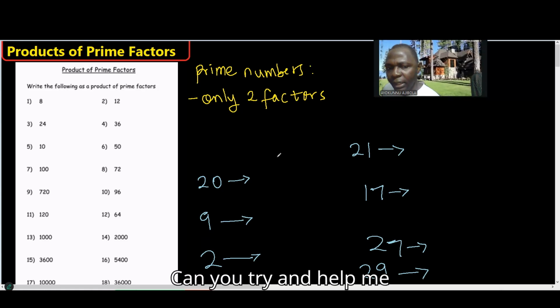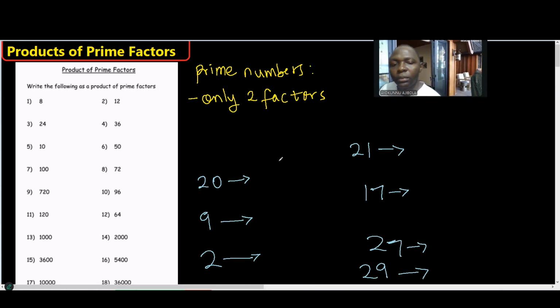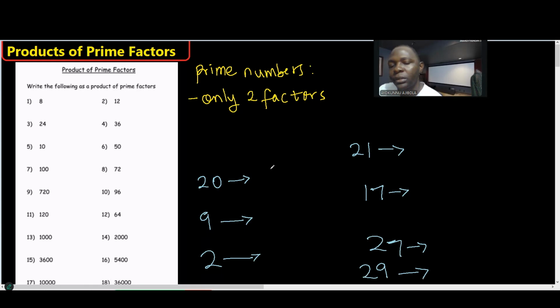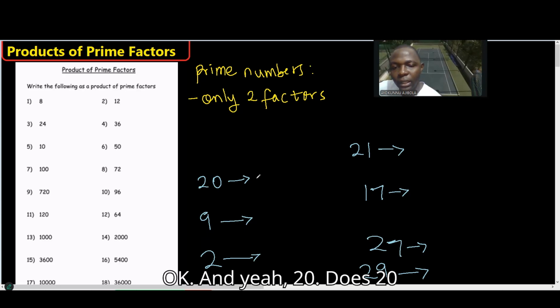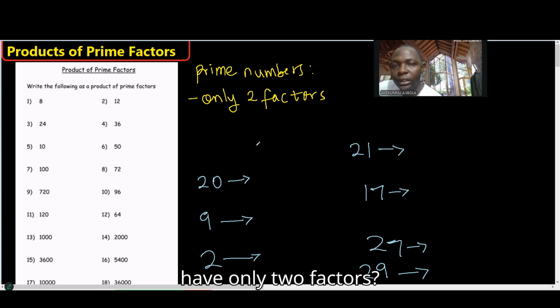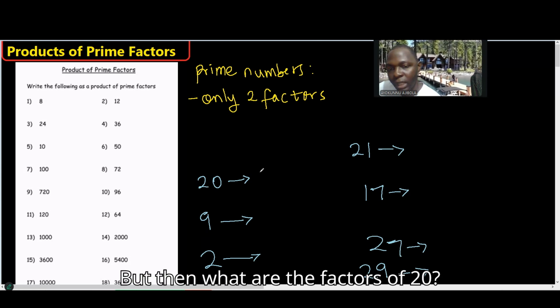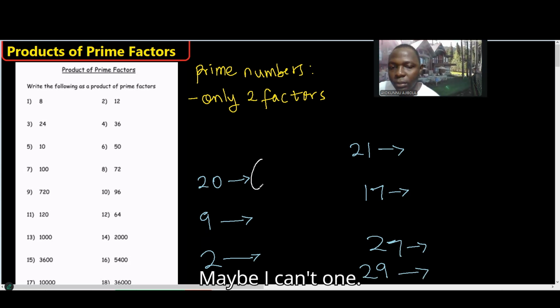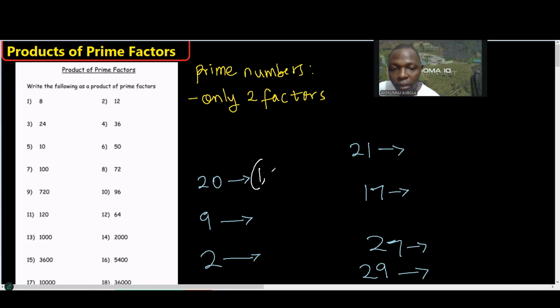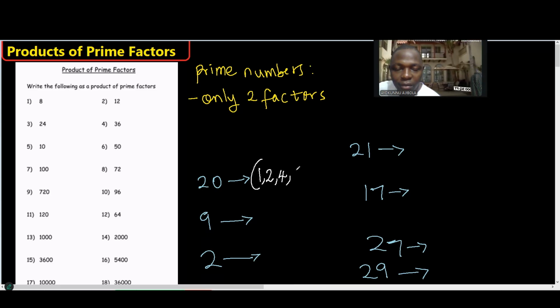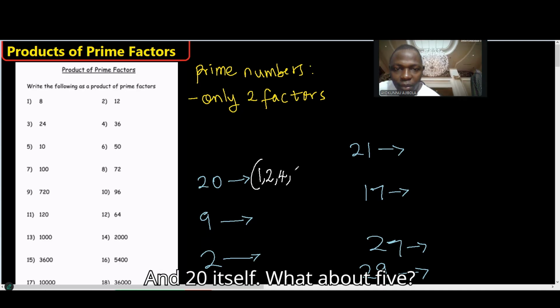Can you try and help me to check all these numbers? Which of them have only two factors? Does 20 have only two factors? No. Okay, you are correct. But then, what are the factors of 20? 1, 2, and 4, and 20 itself.